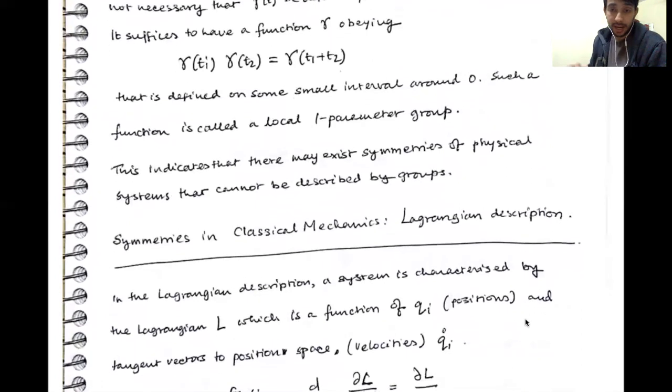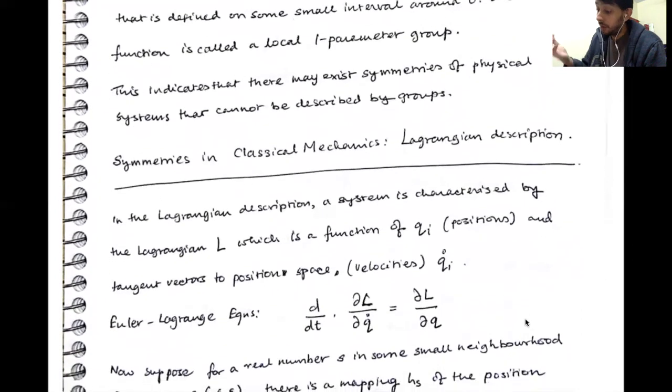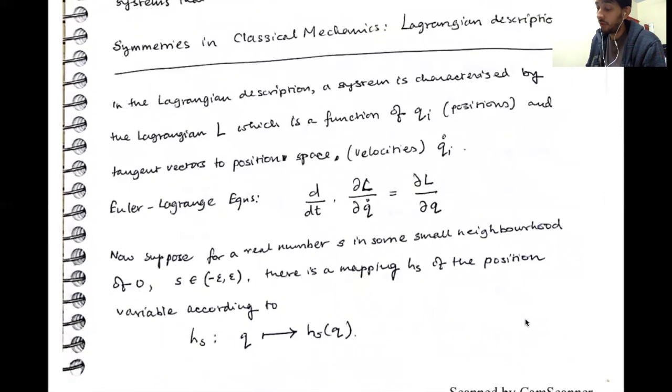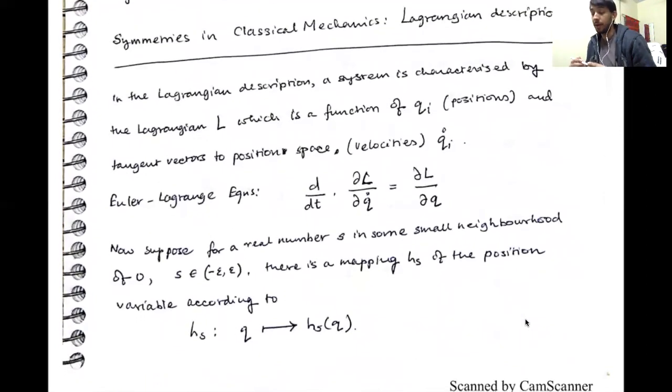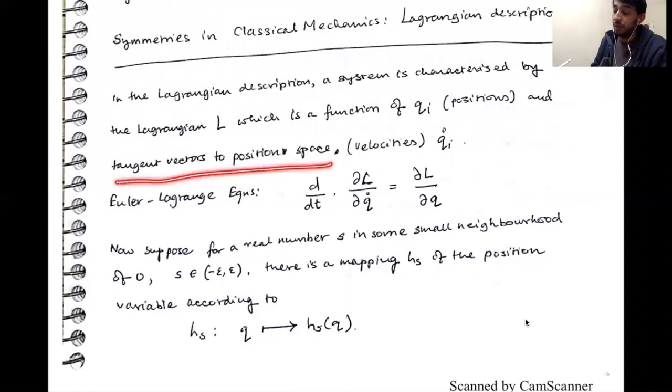But let's try and understand something that you guys are more familiar with, if you wish. So one example is, let's understand symmetries in classical mechanics. Let's look at the Lagrangian first. So remember what a Lagrangian is, right? In the Lagrangian description, a system is characterized by this Lagrangian L, which is a function of these q_i, which are positions, and by the tangent vectors to this position space, which you know better as velocities, which are the q_i dots.